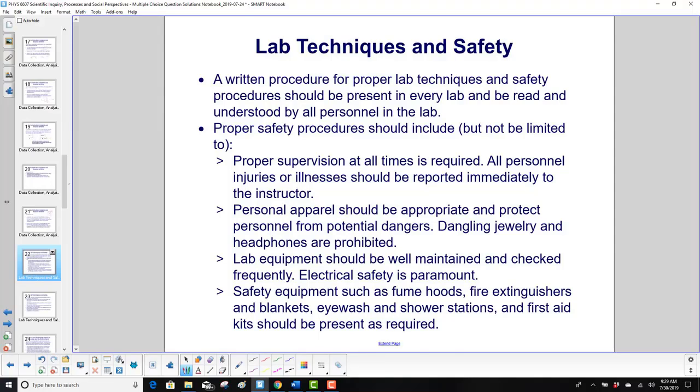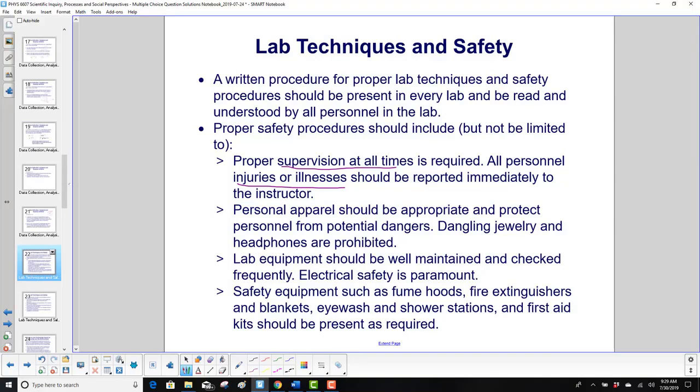Proper supervision at all times is required, and if anybody gets sick or hurt, report it immediately to the instructor. Don't judge how sick or injured you are. Report it to the instructor, and that does include paper cuts. Personal apparel should be appropriate and protect personnel from potential dangers. Dangling jewelry and headphones are prohibited. Lab equipment should be well maintained and checked frequently.